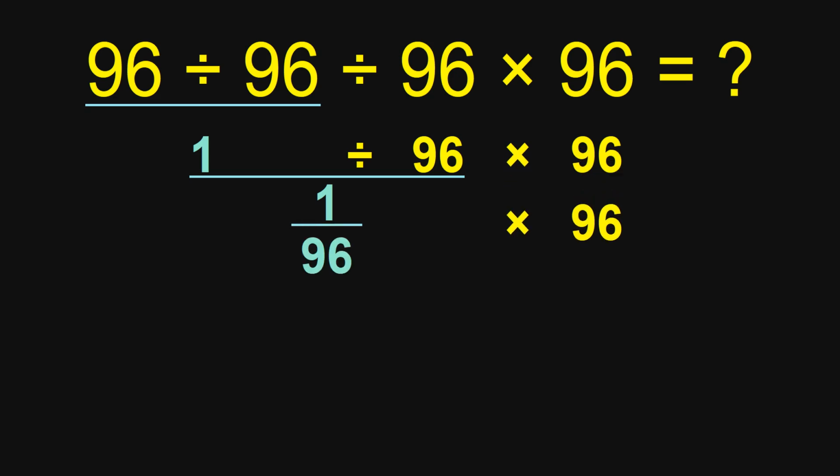Now we can easily cancel this 96 and this 96, which equals 1. So our final answer for this problem is just 1.